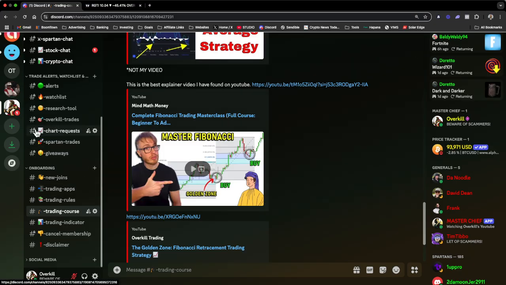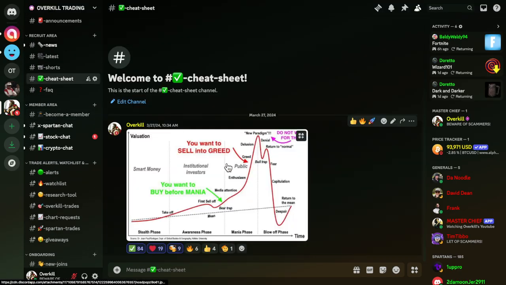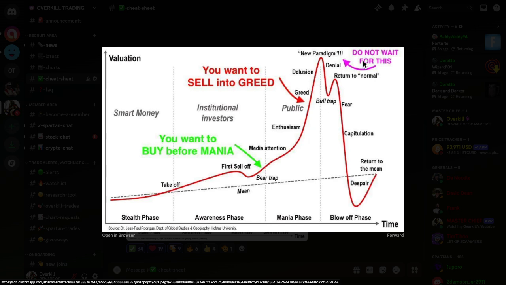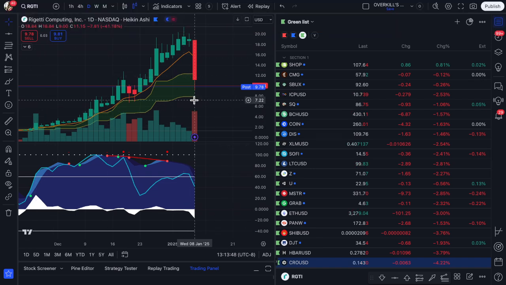We are not greedy. We don't want to wait for this. Do not wait for this. When everybody's talking about it, oh my God, quantum computing, everything is just the craziest thing in the world, right? That's the language you guys were hearing over the last couple days on RGTI. But when you're at that big of a premium, you need to be taking profits.